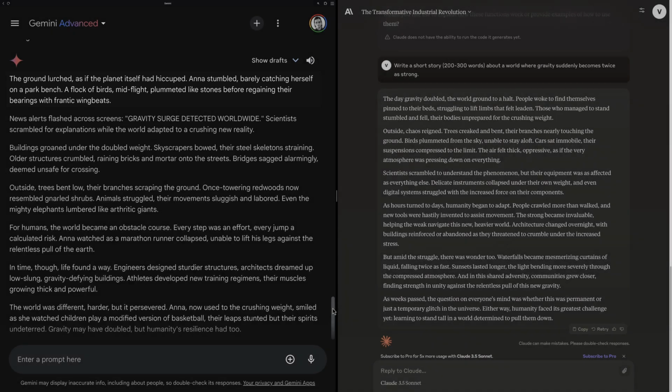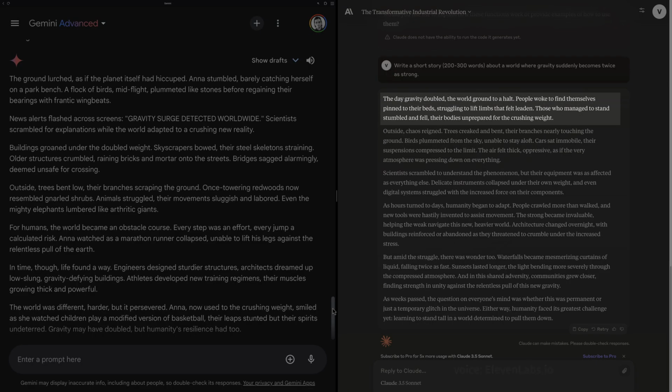So that was Gemini, now Claude. The day gravity doubled, the world ground to a halt. People woke to find themselves pinned to their beds, struggling to lift limbs that felt leaden. Those who managed to stand stumbled and fell, their bodies unprepared for the crushing weight.